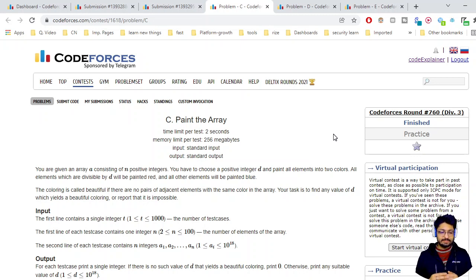Now the second paragraph says that the coloring is called beautiful if there is no pair of adjacent elements with the same color in the array. So the adjacent numbers should not be of the same type, which means that if one is divisible by D, the other should not be divisible by D. And that is the whole problem. Now your task is to find any value of D that is possible.